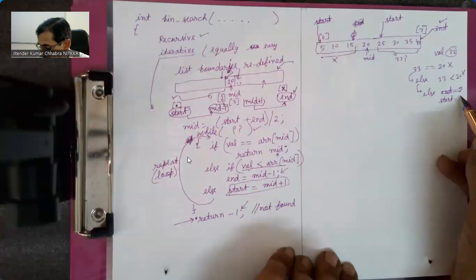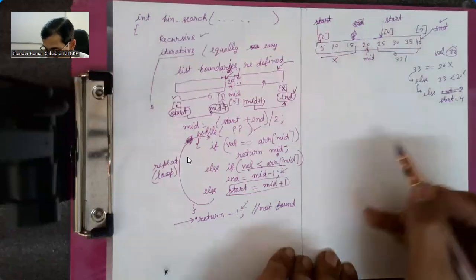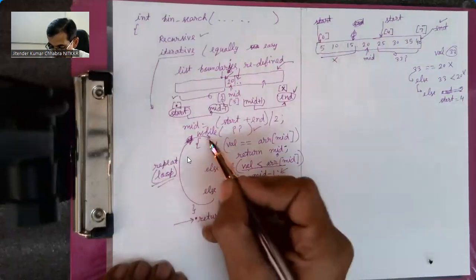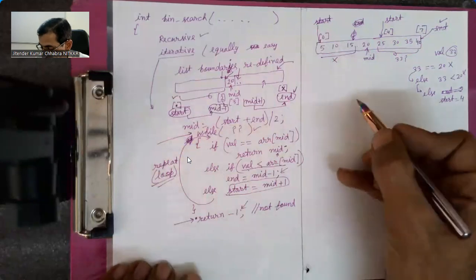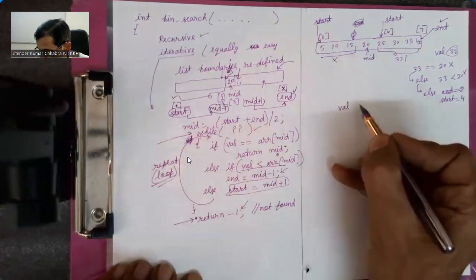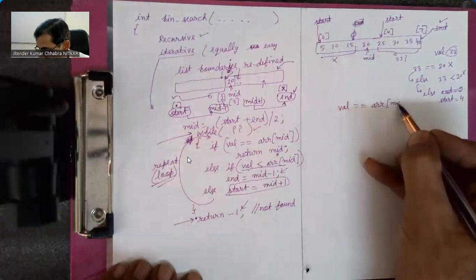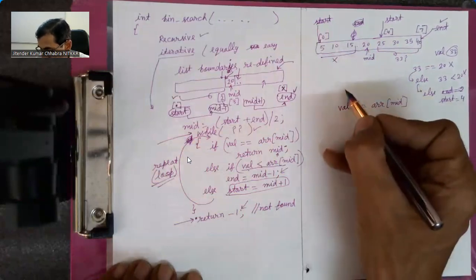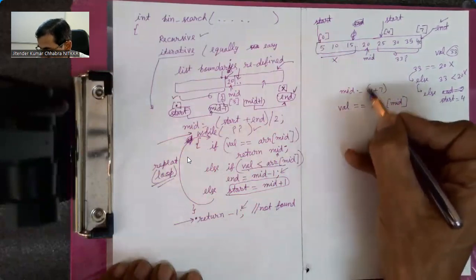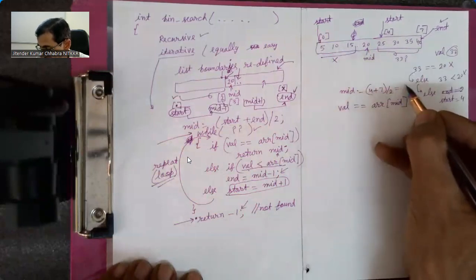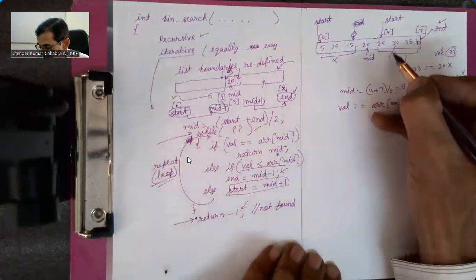Now start equals 4. So this is my index 4. Again, loop: the list has more than one element, so I will repeat and check again if val equals array[mid]. Now mid is to be calculated. So mid will become (4 + 7) / 2. That will become 5. Array[5] is this element.